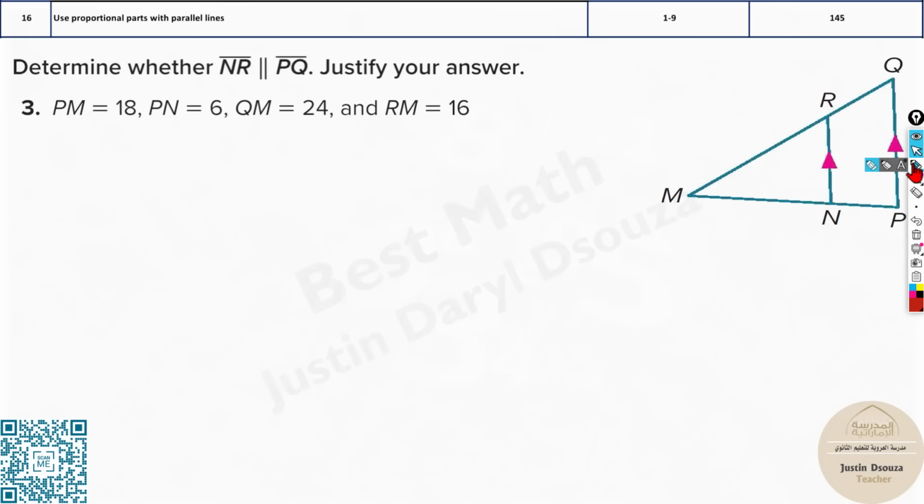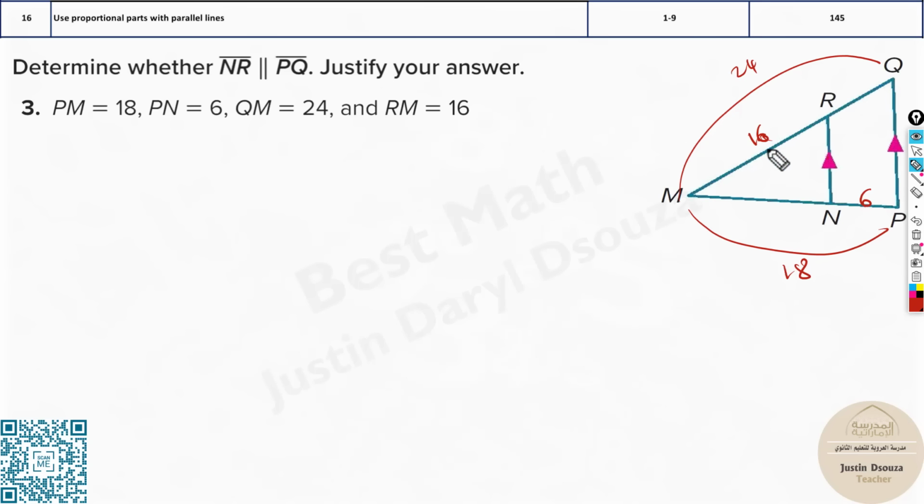Now, what about this one? Determine whether NR is parallel to QP or PQ. So now they have given us the values. Let's write the values first. PM, the total length over here is 18. PN, the smaller length is 6. QM, the total over here is 24. And lastly, we have RM to be 16. So they have given us the dimensions. Whether these are parallel, we need to verify.